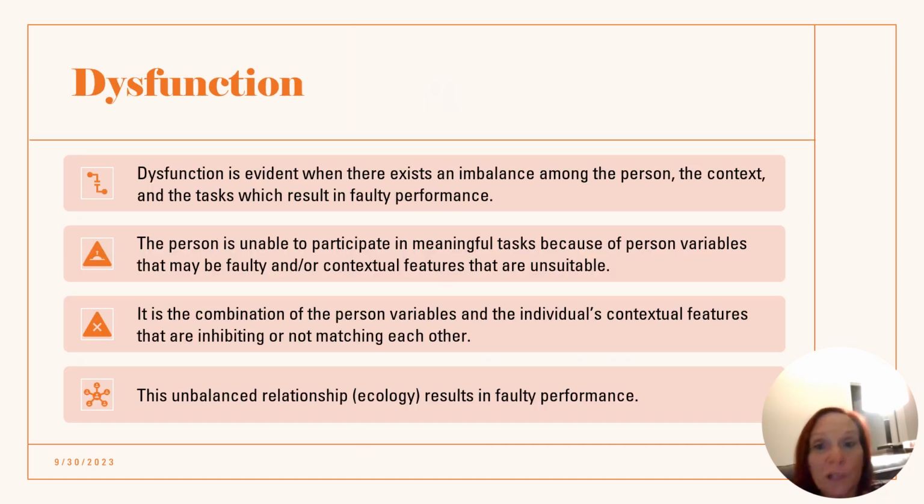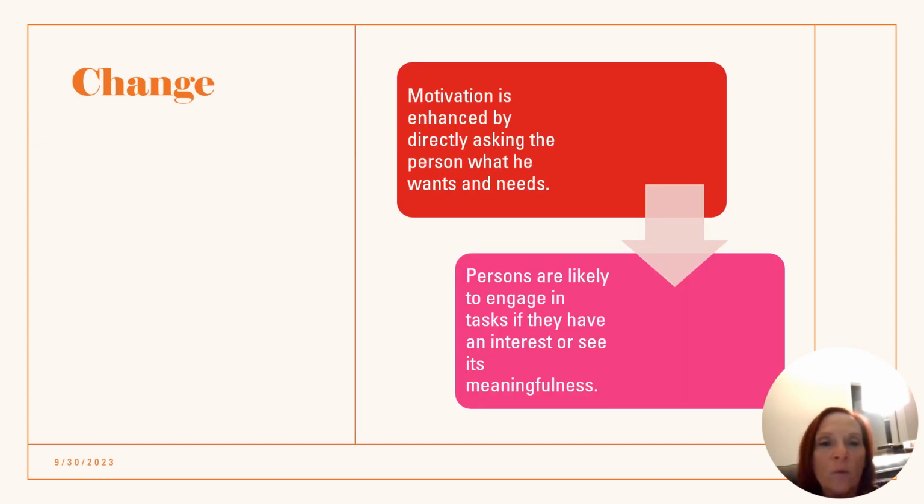And dysfunction is just the opposite. It is evident when there exists an imbalance among the person, the context, and the task. If the person's unable to participate in meaningful tasks, if there's a problem in the person, if the transaction is not going well between the person and the context, there could be an unbalanced relationship in the ecology. And then how do we make that change?